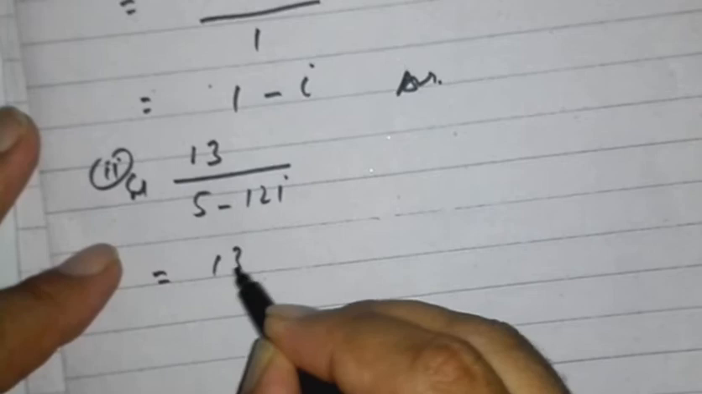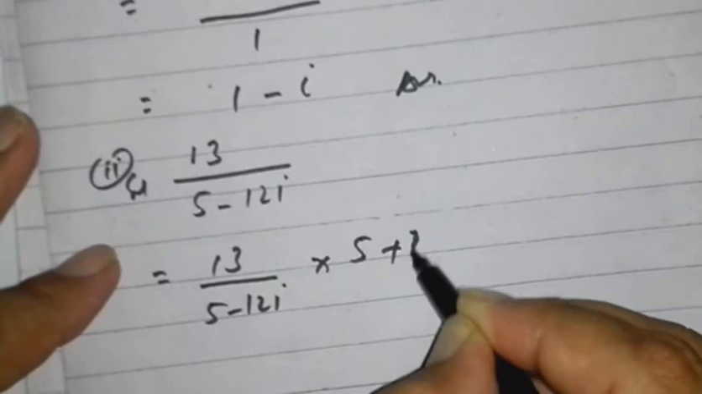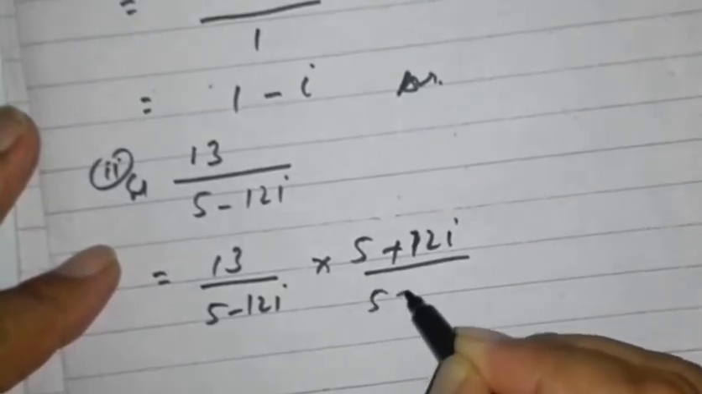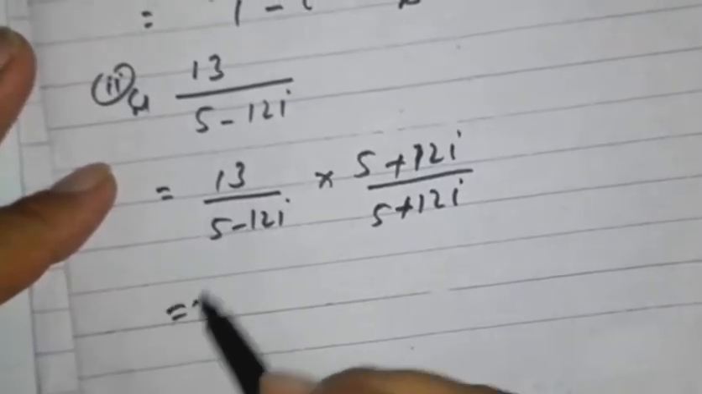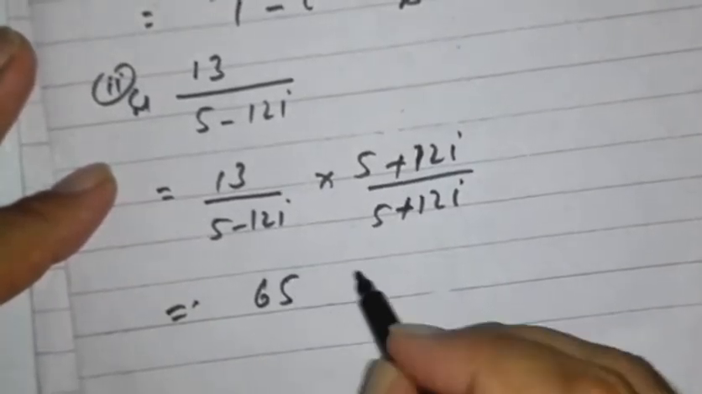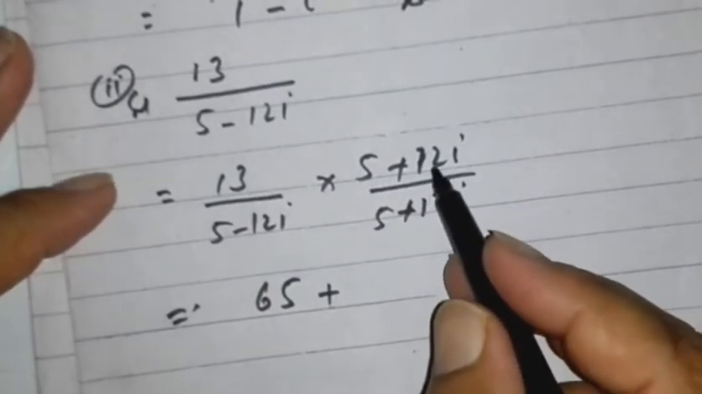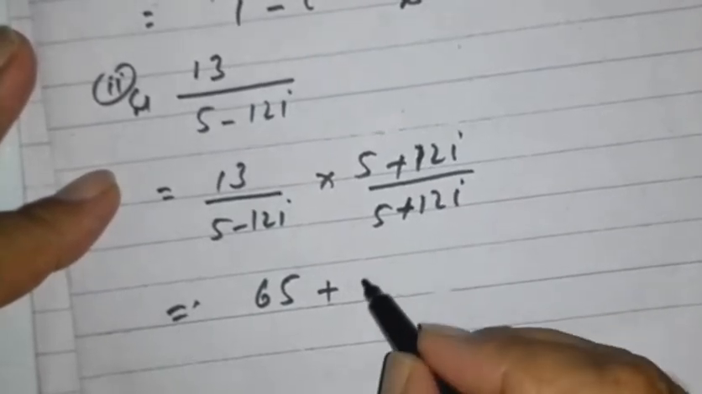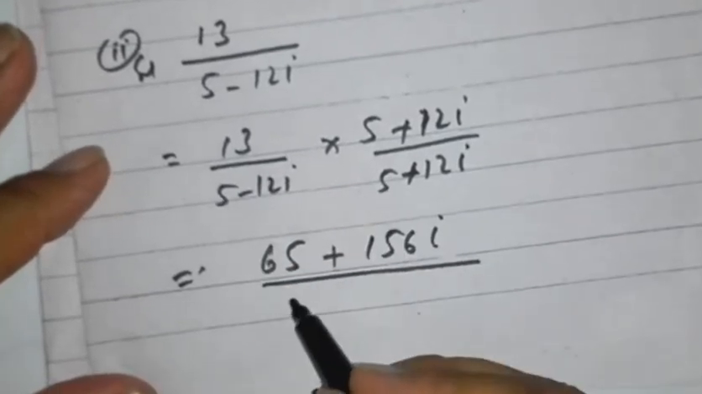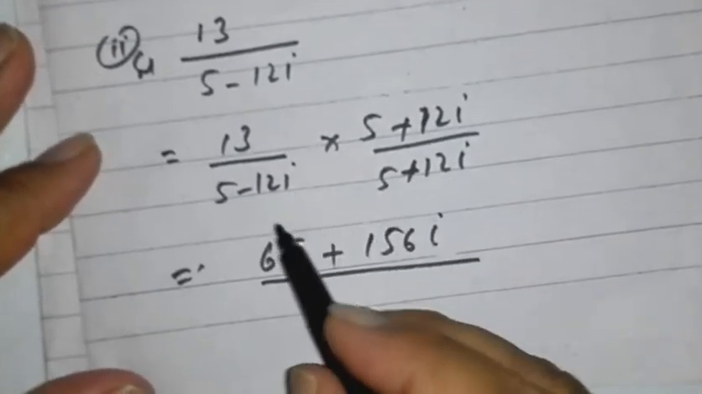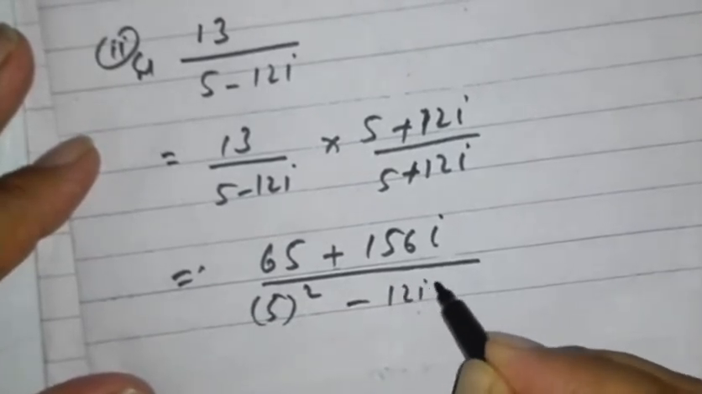So we can write it 13 divided by 5 minus 12 iota into 5 plus 12 iota divided by 5 plus 12 iota. Now multiply: 13 5s are 65 plus 13 12s are 156 iota, divided by A minus B into A plus B formula is here, so we can write 5 square minus 12 iota square.